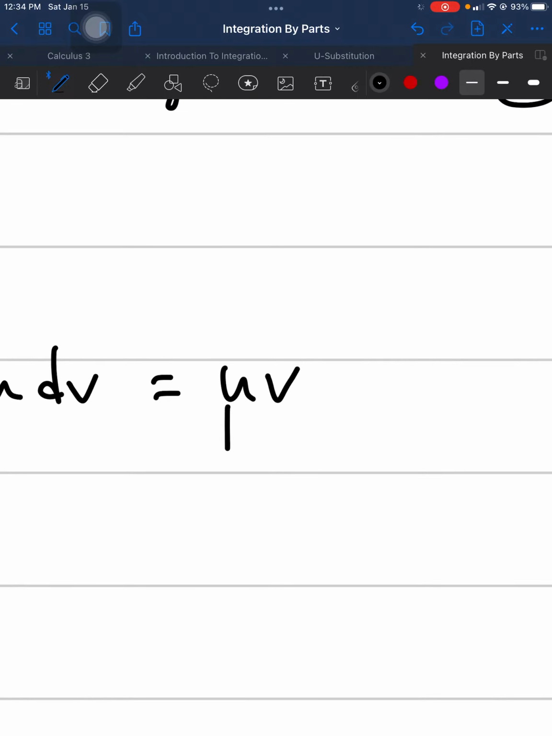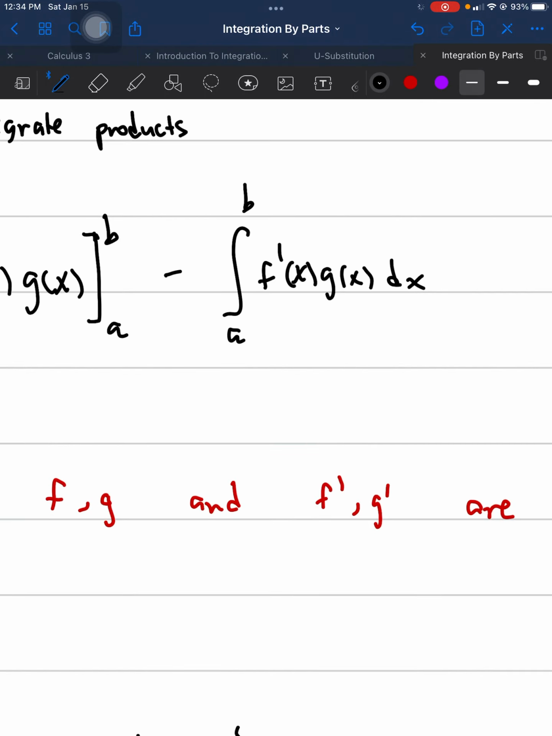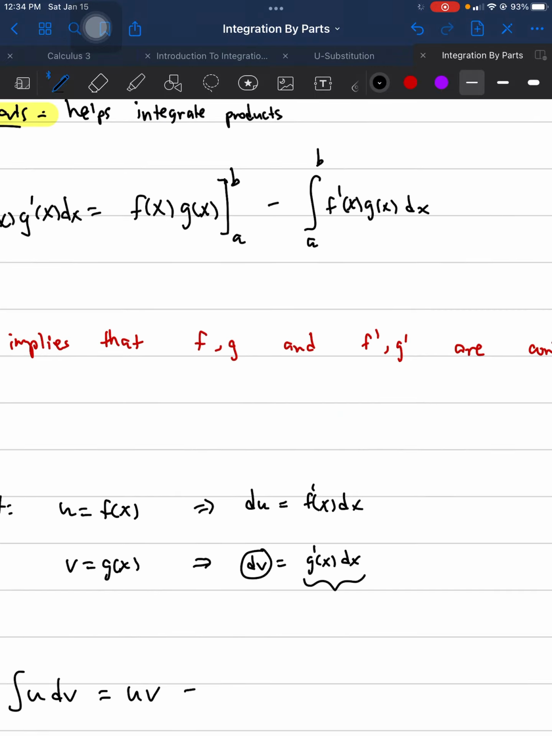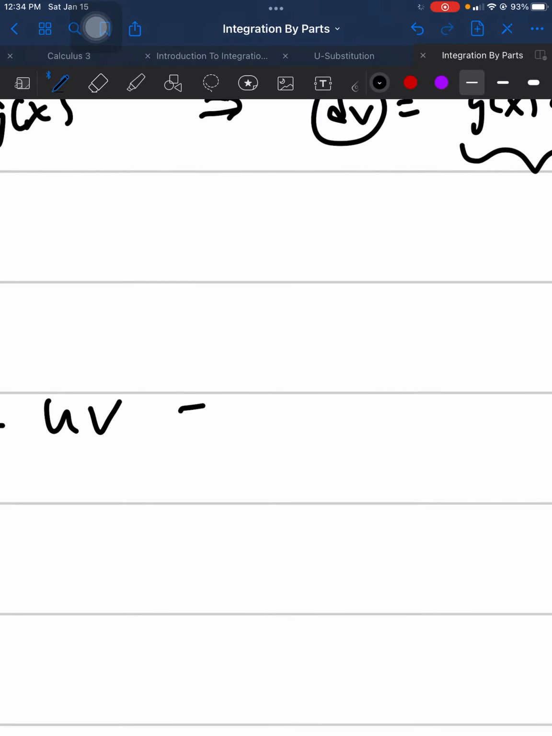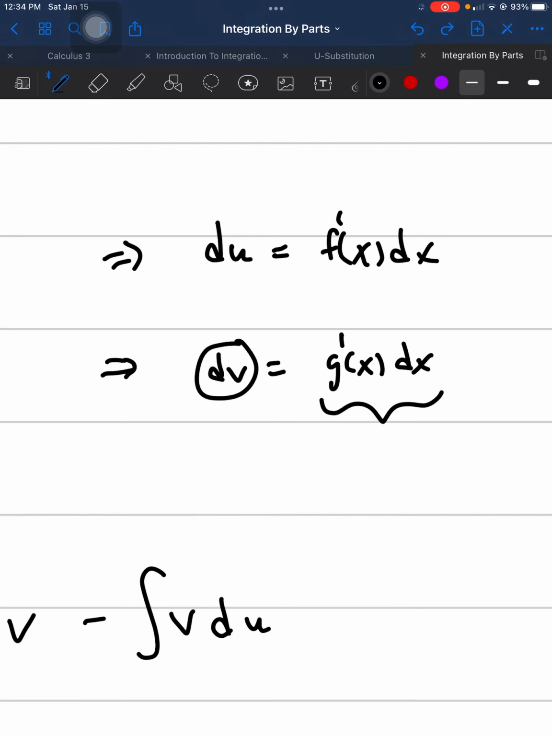F of x times g of x. U is f of x, v is g of x, minus, we have the integral from a to b of f prime of x and then g of x dx, right? So integral from v du. V is g of x, right? We have g of x right here. And then we have du, which is going to be f prime of x dx, which we have right here.